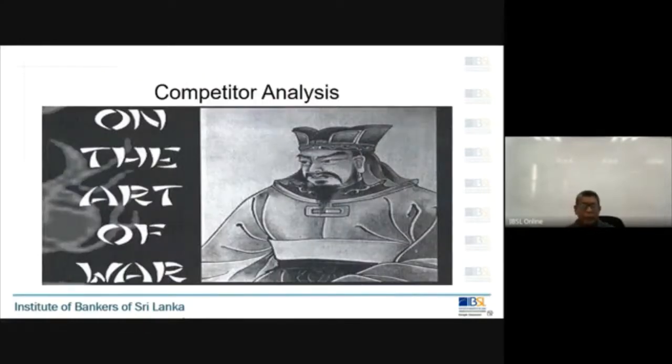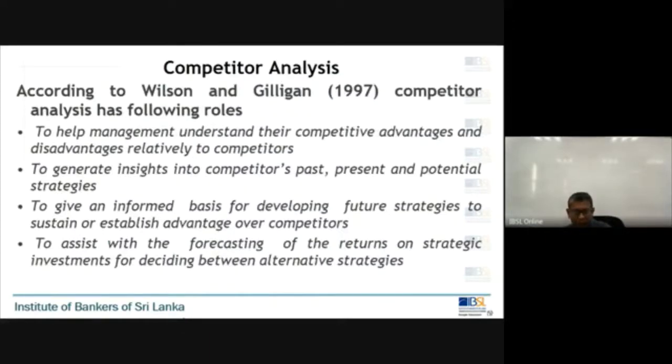Right. The next one we'll talk about is competitor analysis. How does competitor analysis impact your business? Now we need to understand different types of competitors. We don't want to analyze all the competitors. Who is your closest competitor?